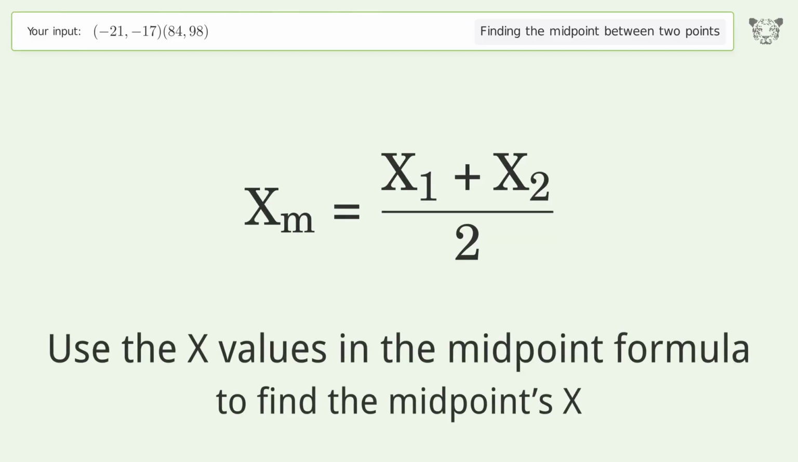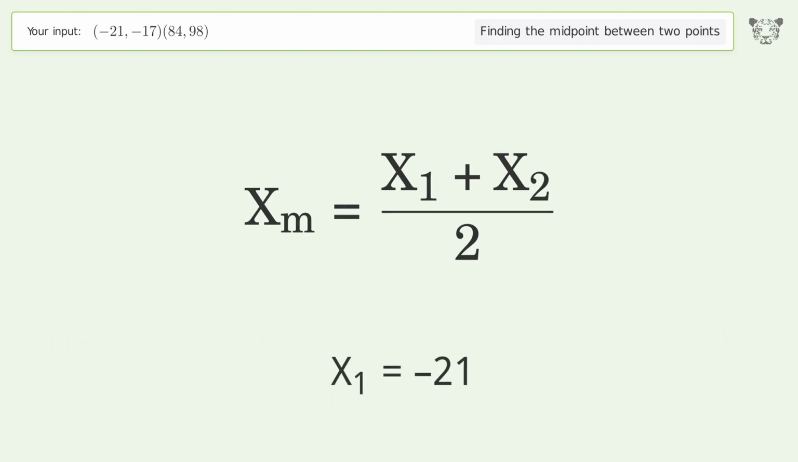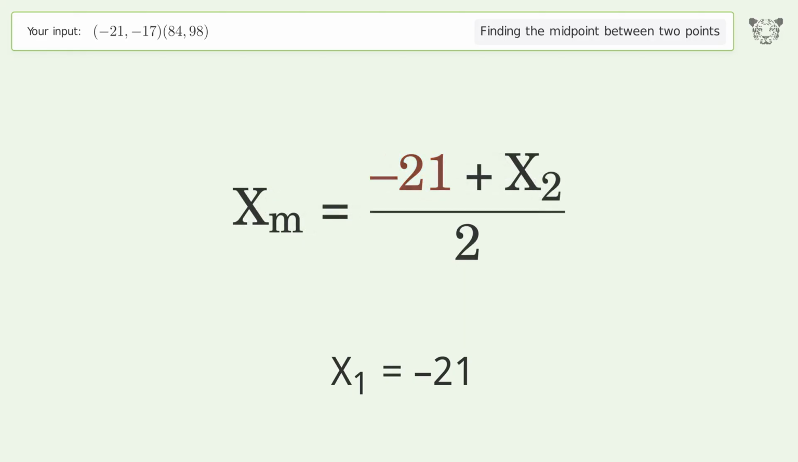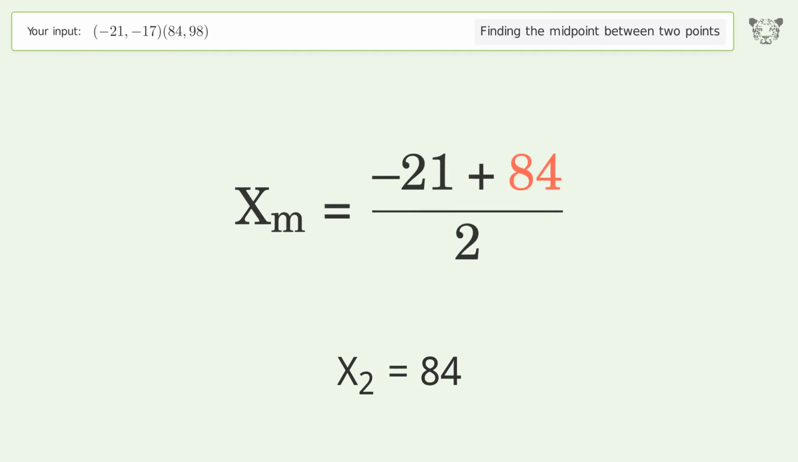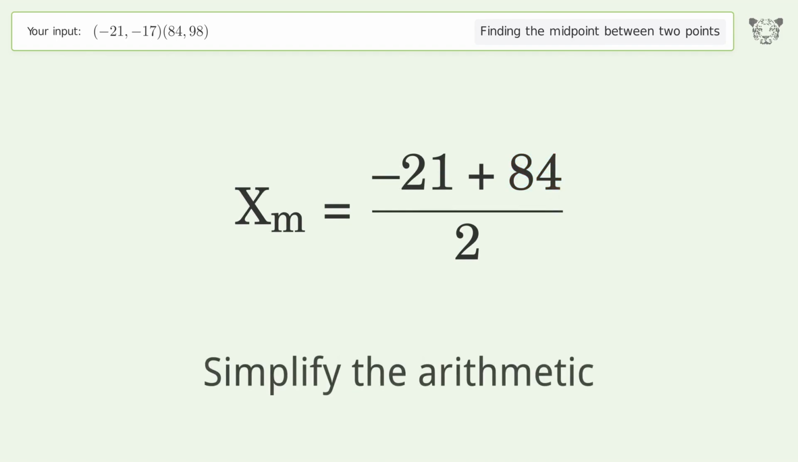Use the x values in the midpoint formula to find the midpoint's x. x1 equals -21. x2 equals 84. Simplify the arithmetic.